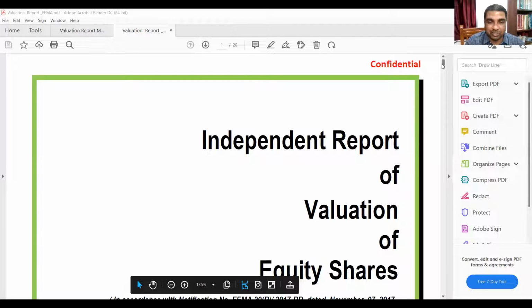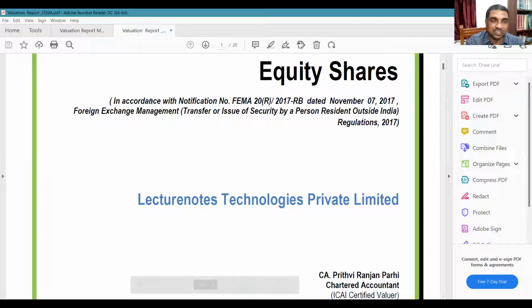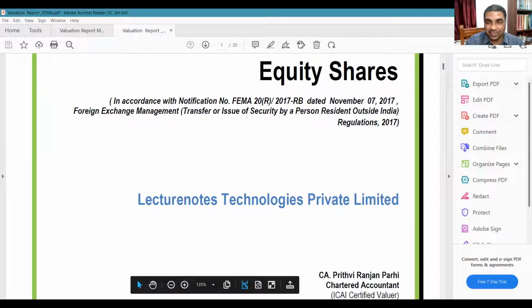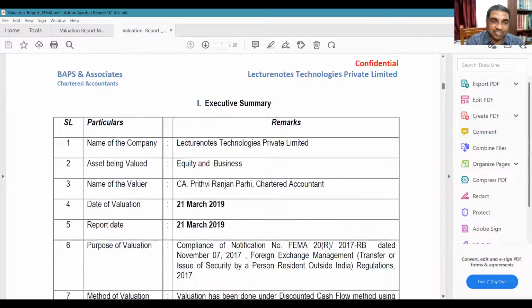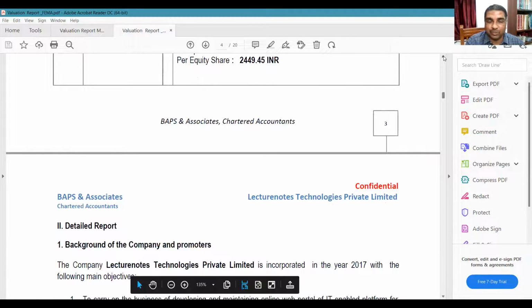Then let me share with you one more valuation report. Here I am showing you one more. Here you will also see a kind of disclosure. Here you see how valuation is done in accordance with the FEMA regulation. This is again a statutory requirement under the Foreign Exchange Management Act. Here also you have to give disclosure. Let me show you.